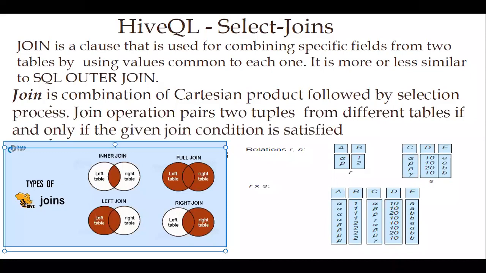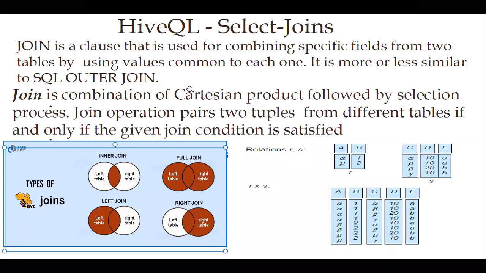In the inner join, you have the theta join, EQ join, and natural join. These are the three types of join that come under inner join. And in the outer join, you have the left outer join, right outer join, and full outer join. So there are different types of joins you can perform. The same thing you can do here also, in the HiveQL language, you can perform the join operation like this.